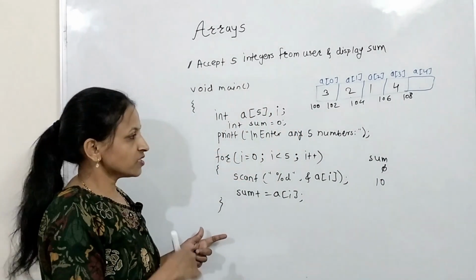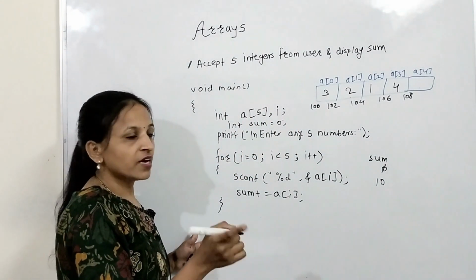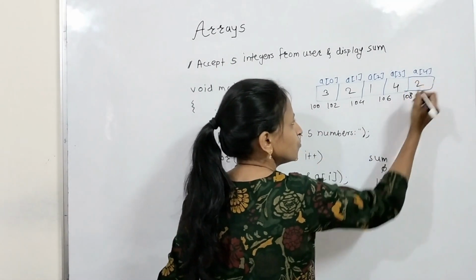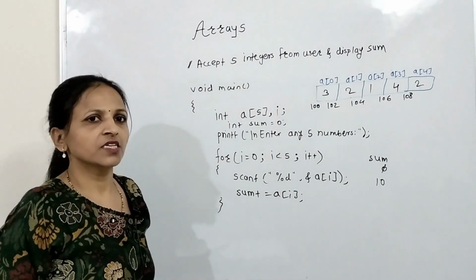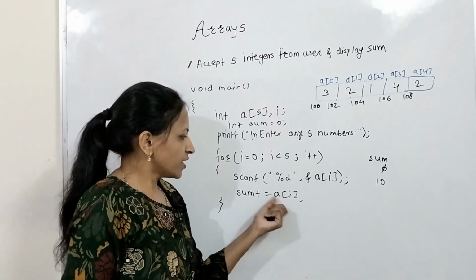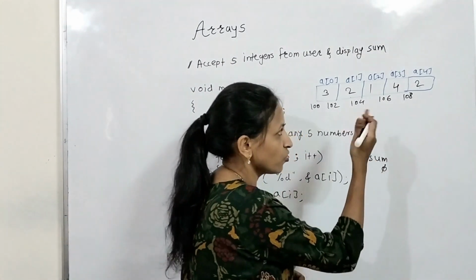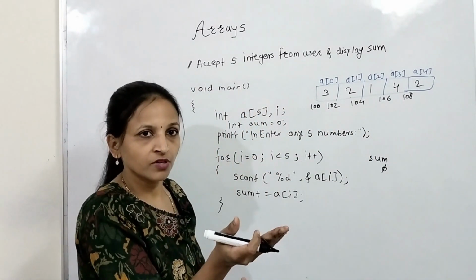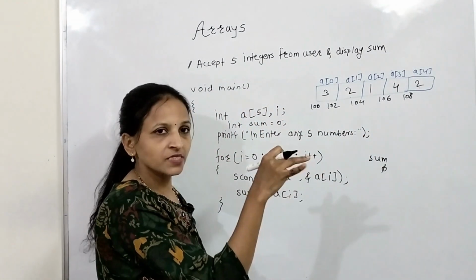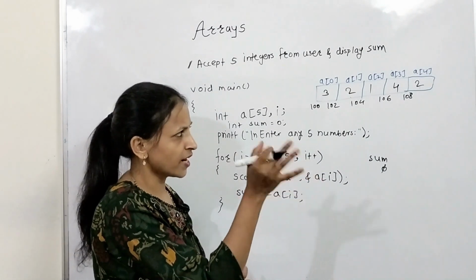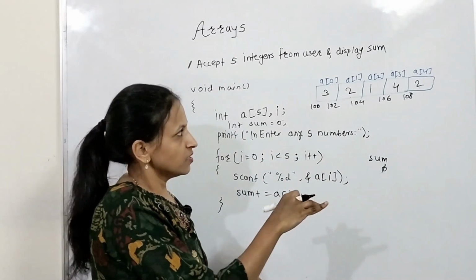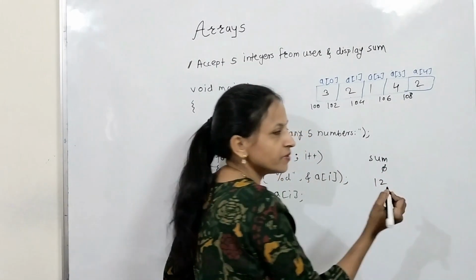Getting? Now finally I is 4, and here the user enters, let's say, the value 2. It may be any integer, and then we are adding it to sum. That's why sum plus equals to a of I; a of I means here a of 4. Sum at this place is 10, and now we are adding 2 to it, and that's why it will become 12.